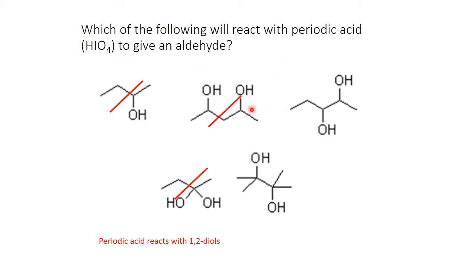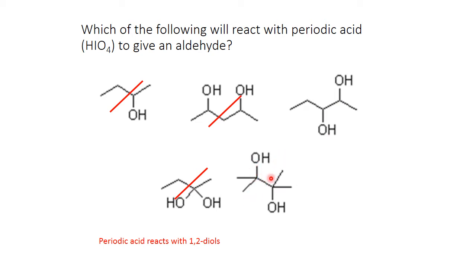Now, let's look to see which one will give an aldehyde. When periodic acid reacts with a diol, it cleaves it and puts a double bond oxygen on each of the alcohol groups. So if I look at this and cleave this, it would put a double bond oxygen here and a double bond oxygen here. What else is going to be there? Well, since the carbon bond is gone and there's two bonds to oxygen and then to this, what must be left there? A hydrogen here and a hydrogen here.